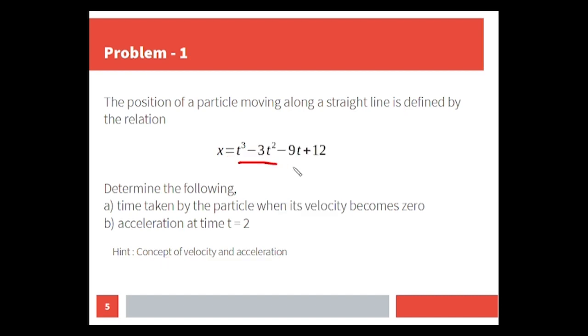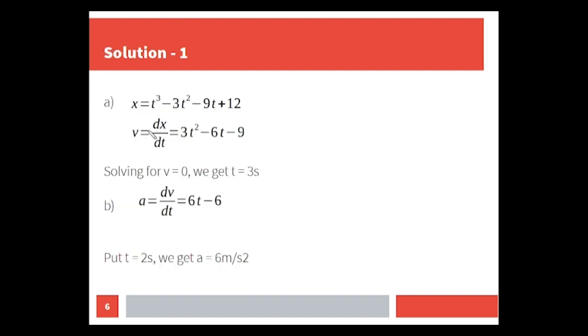You can just take the derivative of this expression and equate it to 0. That's all I have done here. We just took the derivative, which is equal to 3t square minus 6t minus 9. So just equate this to 0 and solve this quadratic equation. Now, solving this quadratic equation, we get t to be 3.